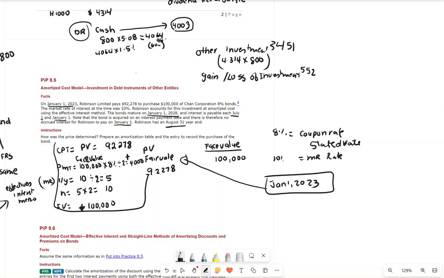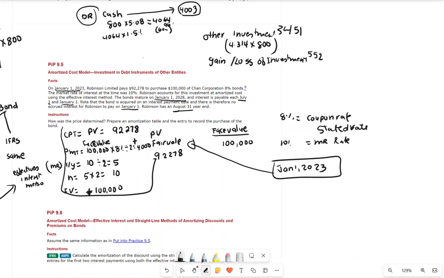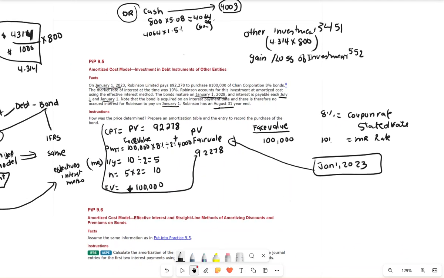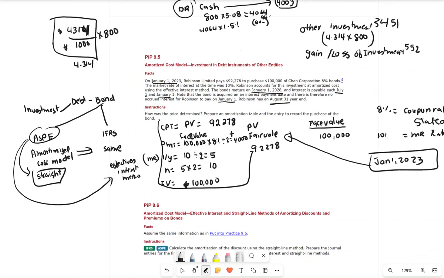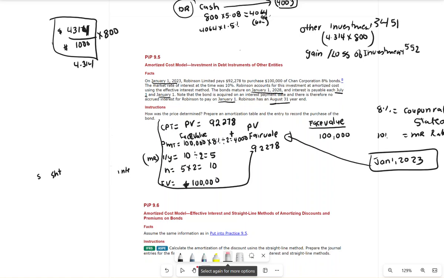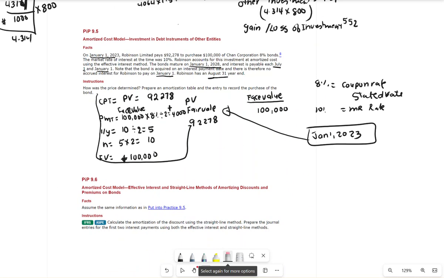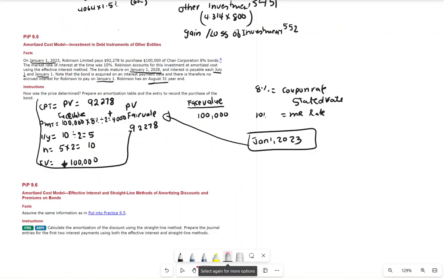If you're investing, the question will tell you what type of investment it is. In this case, it's a bond investment. Are we keeping it to maturity? Yes, we're keeping it. And if we're keeping it, we call it a bond. We will record the bond at an amortization model. So how do we record the transaction?